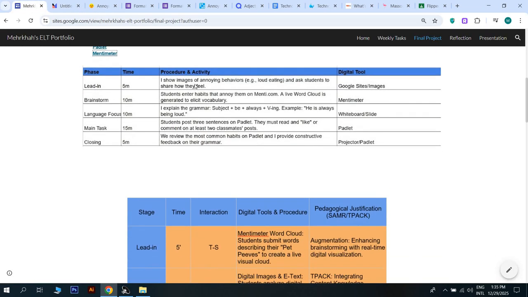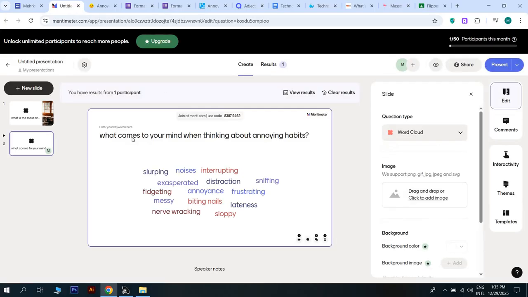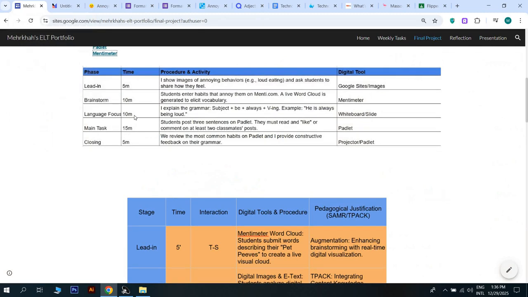In the procedure, I've got a lead-in where I show some digital pictures, and we brainstorm through Mentimeter. But how do we brainstorm? I put the question here: what comes to your mind when thinking about annoying habits? And the students post the words that come to their mind in real time. The feature that Mentimeter has is that if different students agree on one word, that word becomes larger and means that more people agree on that.